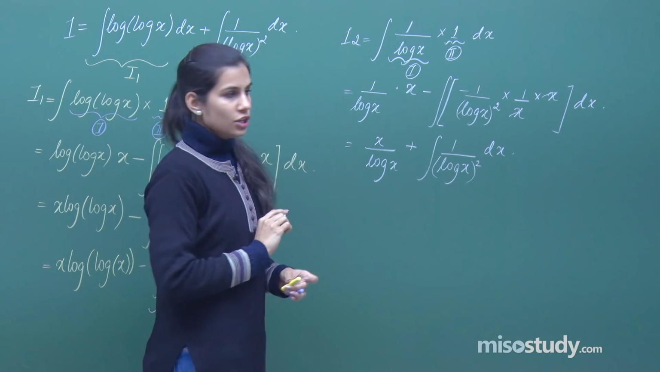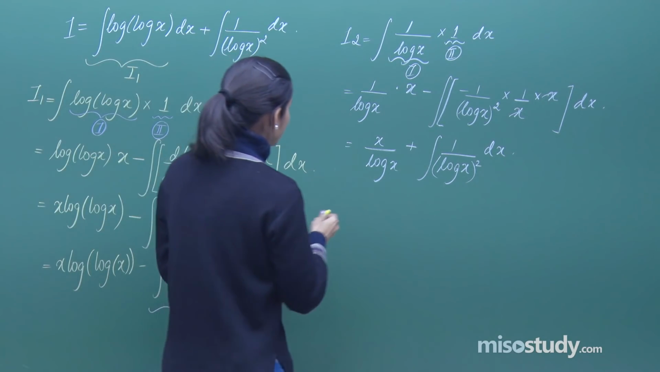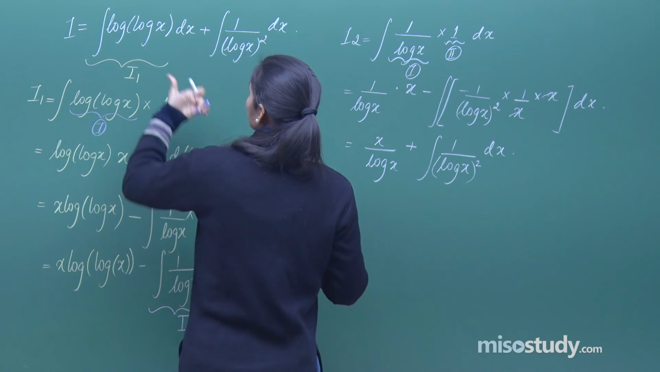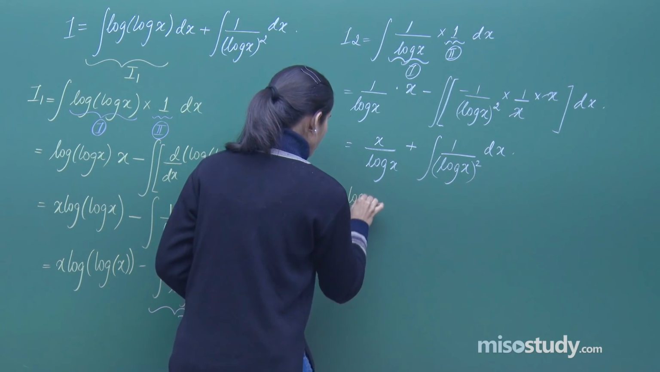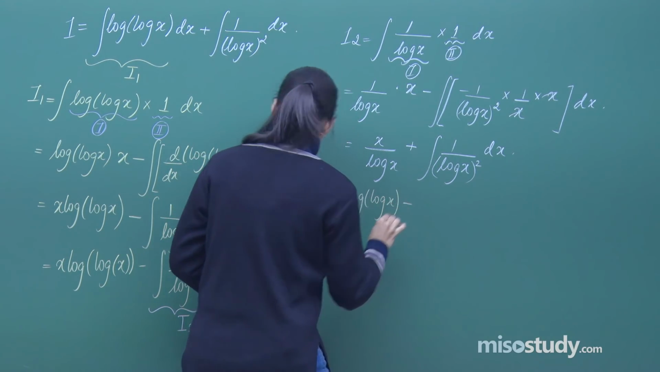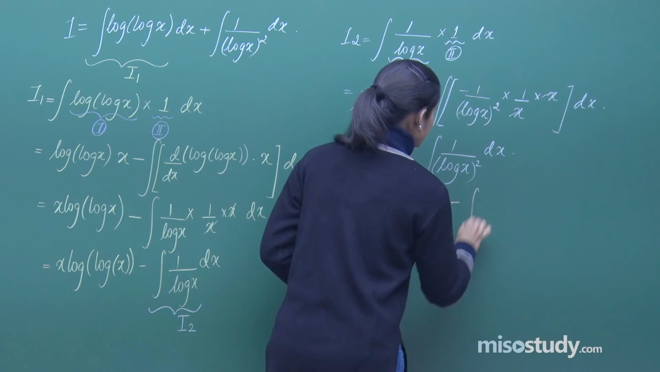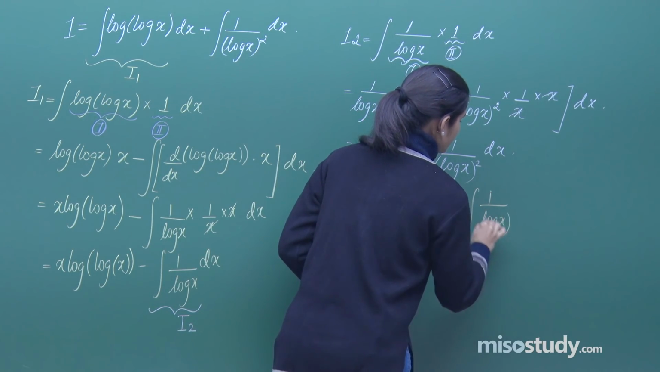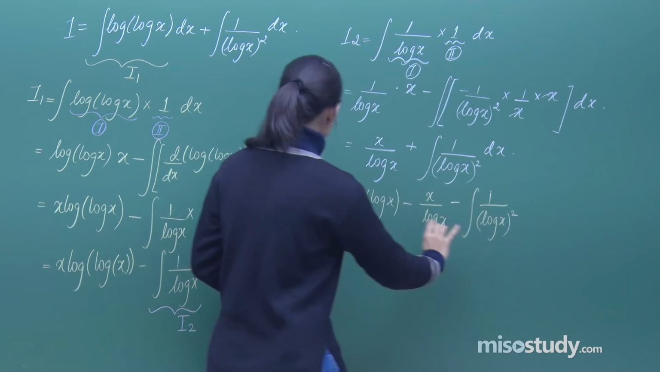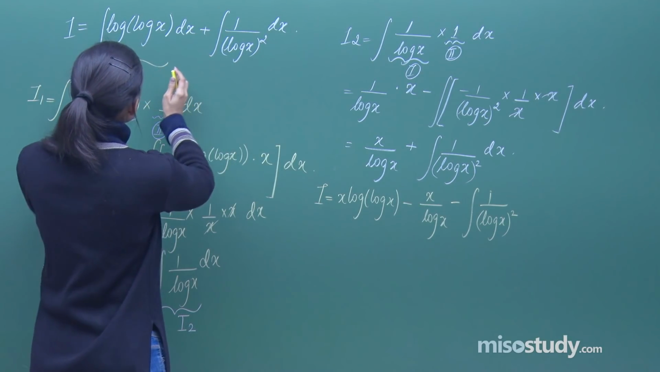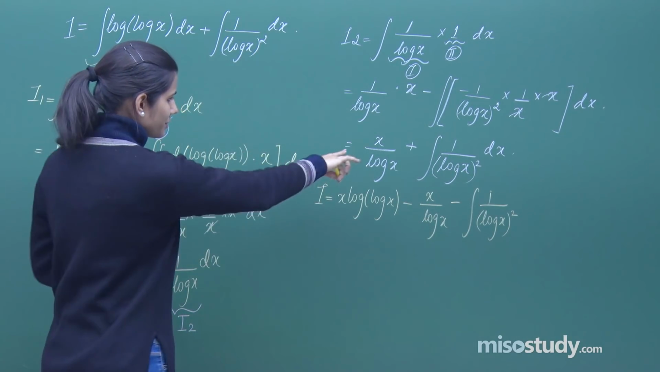This is my I2. So now that I have got my I2 and this is my I1, I can write my complete I as what? I1 is this thing minus I2. So this thing is x log of log x minus I2. So minus x by log x minus integral of 1 by log x whole square dx. This is what you have as your I2. So I1 was this minus I2.